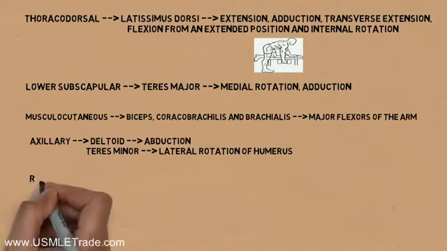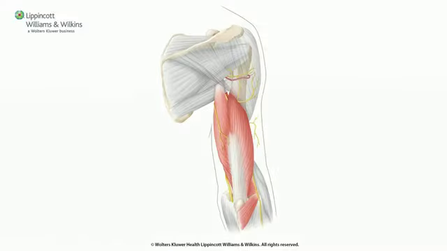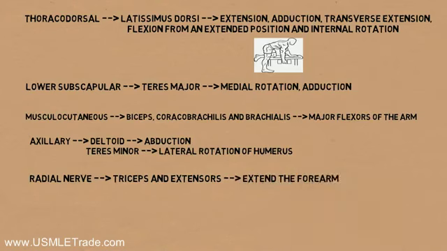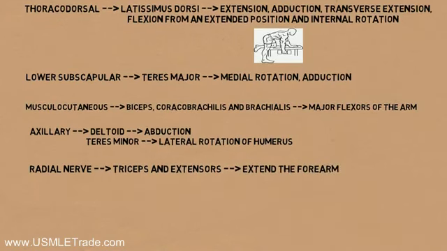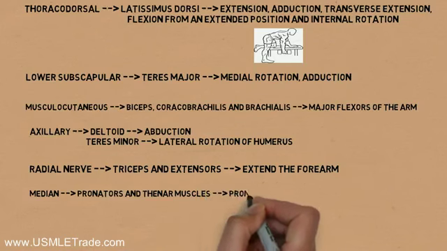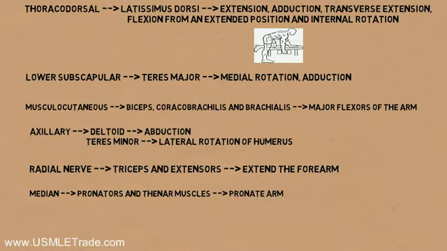Next, we have the radial nerve. So that's going to be your extensors and your triceps. So the triceps and the extensors act to extend the forearm, and we'll cover this in even greater detail in the next video. Next, we have the median nerve. So the pronators and the thenar muscles of the hand here. So these act to pronate the forearm. It has other functions in the hand, and we'll cover again that in the pathology in the next video.